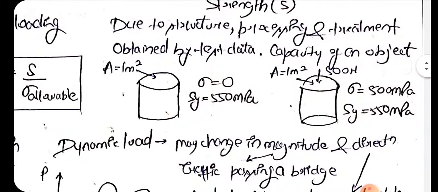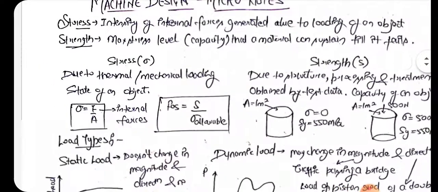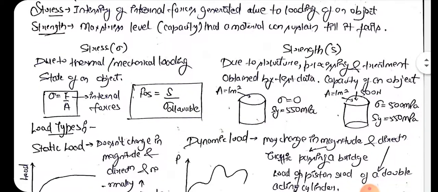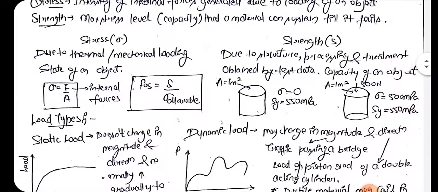And in the second, we have given a load of 500 Newton on that 1 meter square cross-sectional area. So our stress becomes 500 megapascal, but strength is still 550 megapascal, which is given from the design point of view on that object. So that is the difference between stress and strength. And FOS is the strength upon allowable stress. FOS means factor of safety. It is defined as strength divided by allowable stress, which is always greater than 1.